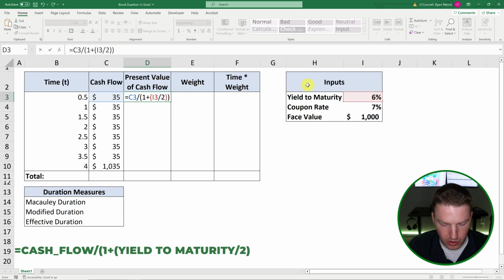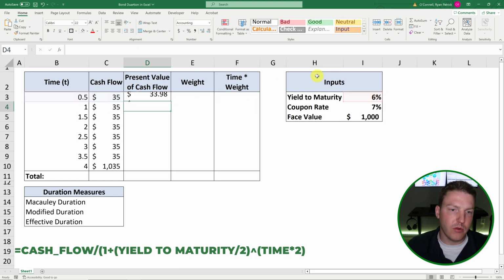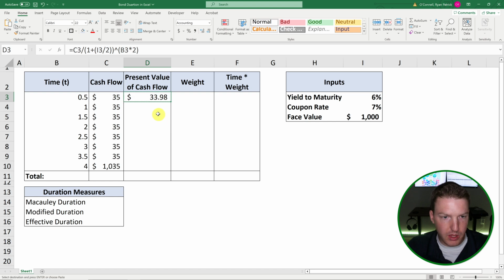And then we're going to take all that to the exponent of the time multiplied by 2. And again, both of these twos are just here because this is semi-annual. If it was an annual loan, you wouldn't have to do that. And there we go. So the present value of this $35 due in 6 months is $33.98.